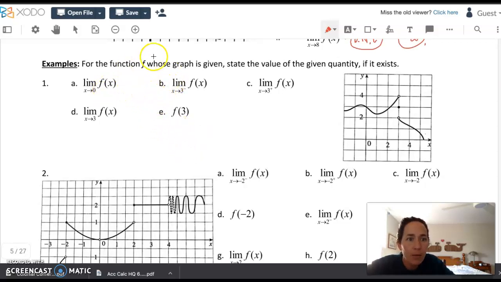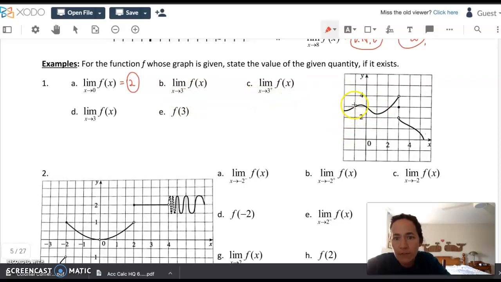All right, limit as x approaches 0. There's no superscript after it, so it's assuming from both sides. From both sides of 0, I feel like there's no funny business going on. They're kind of just meeting up at 2. So there's a limit there, and there's a function value there. They call that in calculus a continuous portion of the function. No skips or gaps.